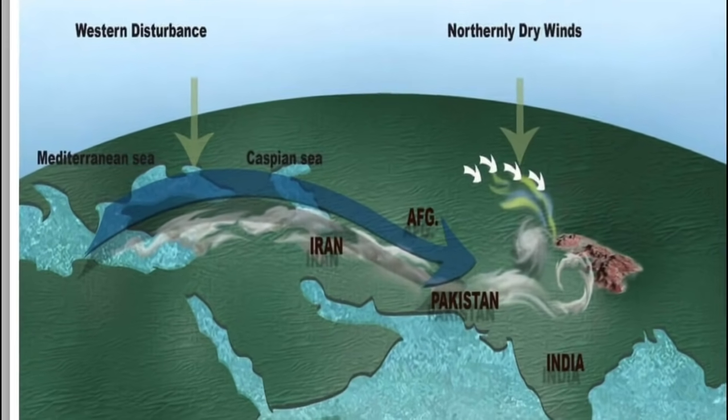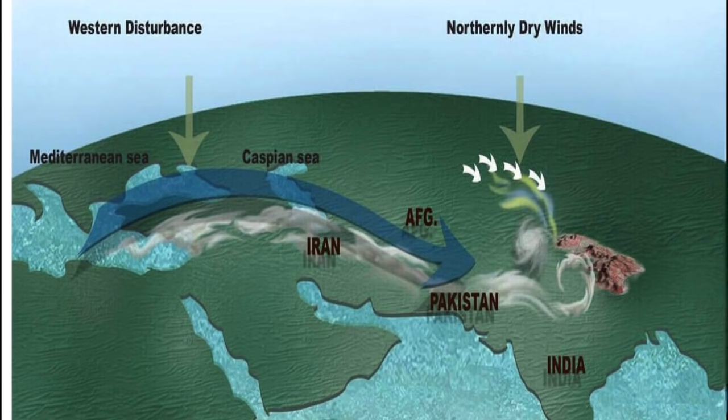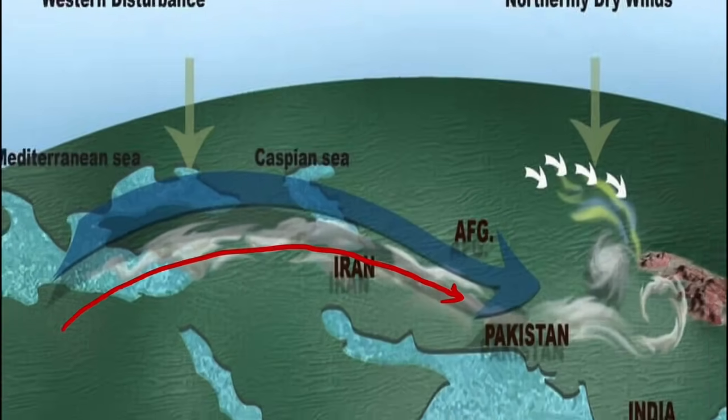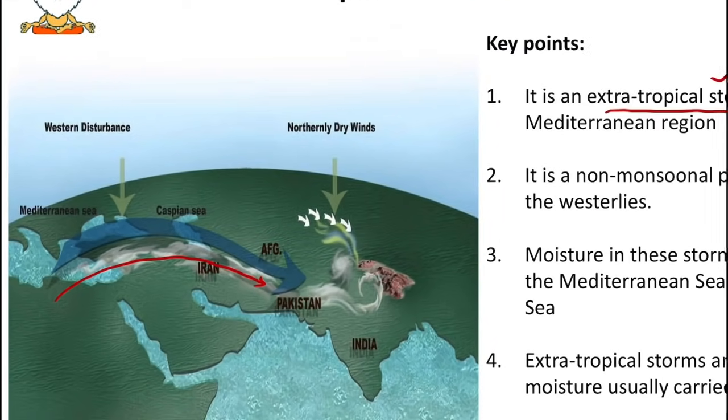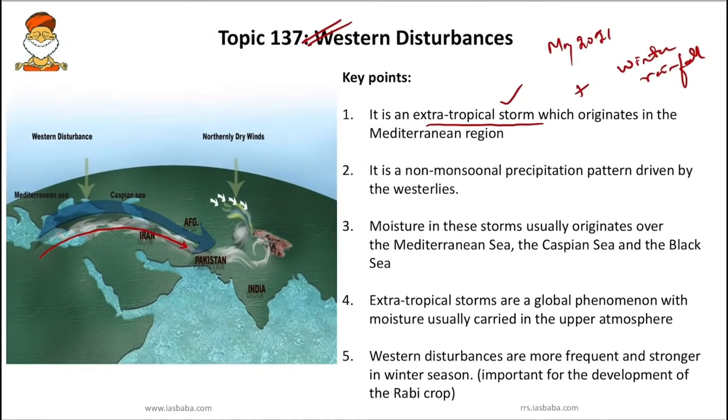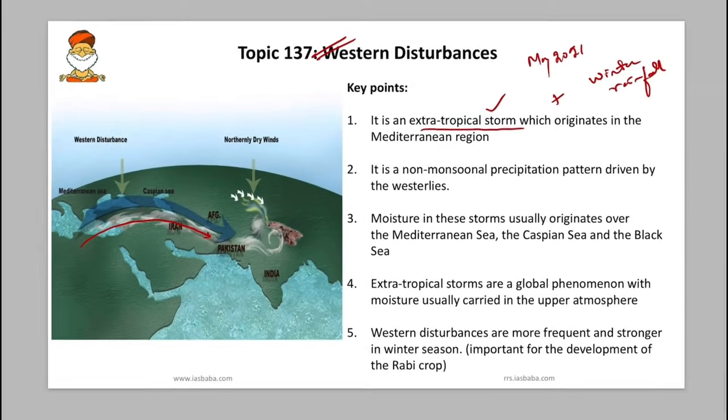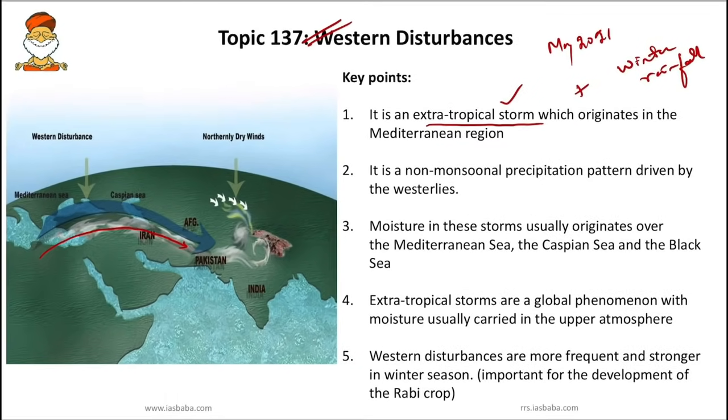Next, as you can see in the figure, these western disturbances travel from the west to the eastern direction, right? From the Mediterranean Sea and the Caspian Sea, they travel towards the east and reach India. And we call this western disturbance extratropical. Why? Because extratropical means outside the tropics. So this particular disturbance originates outside the tropical region. That's the reason we call it extratropical.